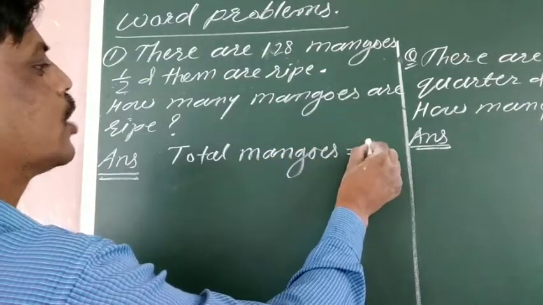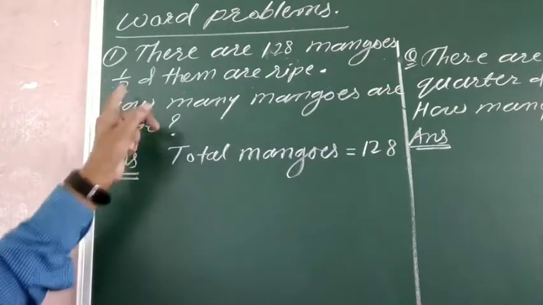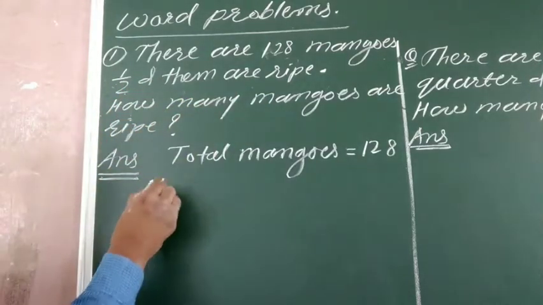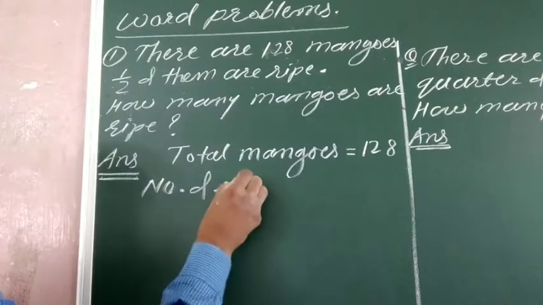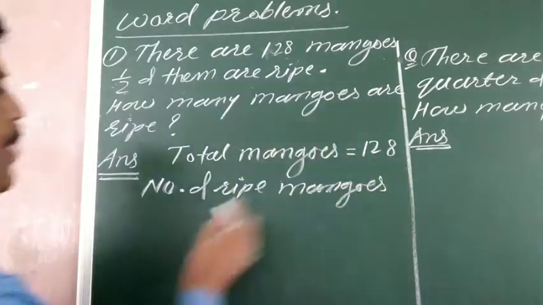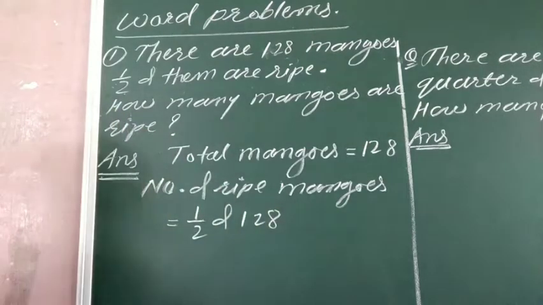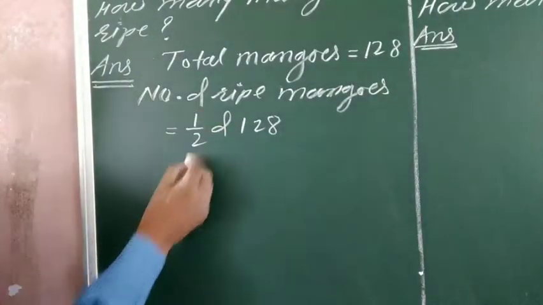So see, total mangoes. How many mangoes are there? It is 128. Now half of them are ripe. So see, number of ripe mangoes equal to what beta? It is half of 128. So 128 में से half mangoes are ripe. So see, it is half of 128.